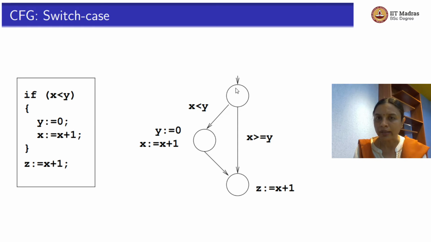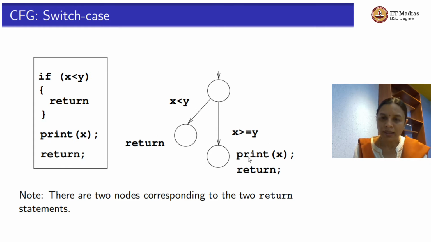When the condition x less than y is true, it comes here, executes these two statements and goes here. When the condition x greater than or equal to y is true, it comes down to this part. Here is another example.